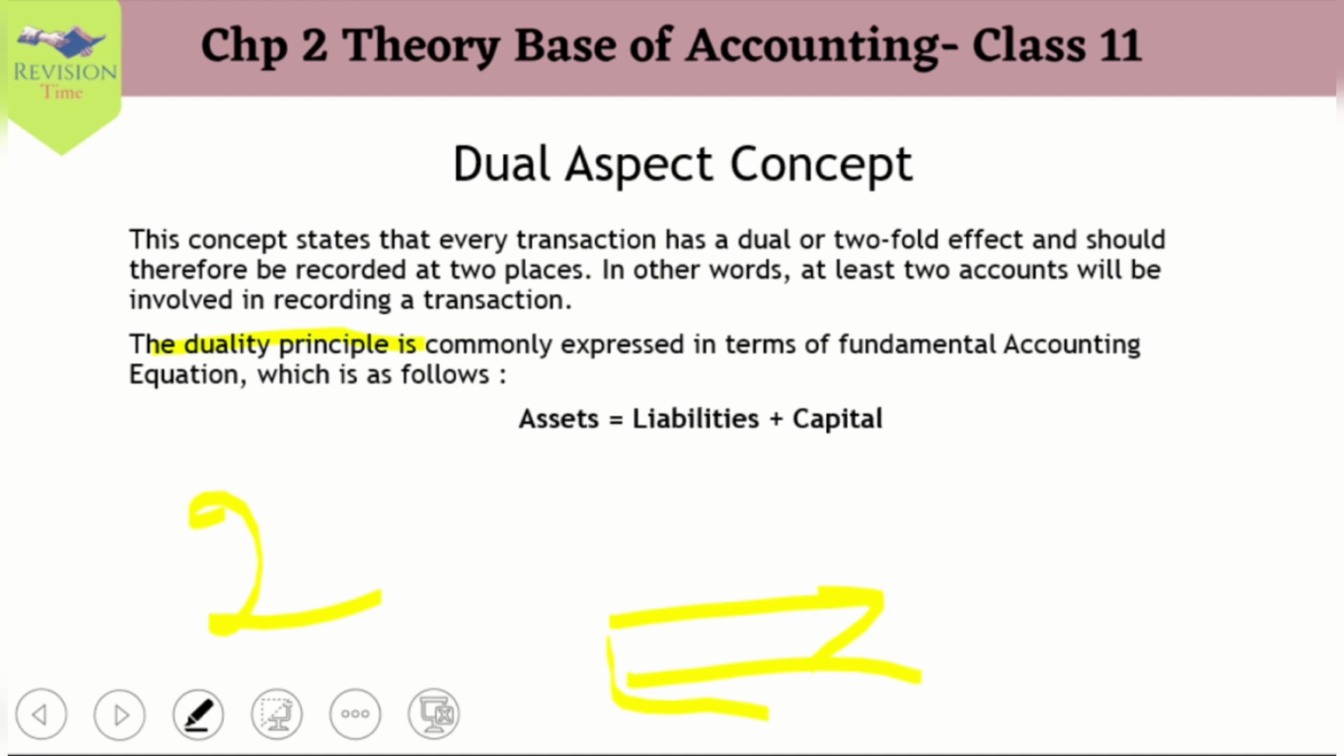Every transaction has two aspects, that is debit and credit, and it has a two-fold effect and must be recorded on two sides. And there's a fundamental formula, that is assets equal liabilities plus capital. This formula is reflected in the balance sheet, where our total assets are equal to the liabilities of the firm and the capital. So dual aspect is also known as the duality principle.